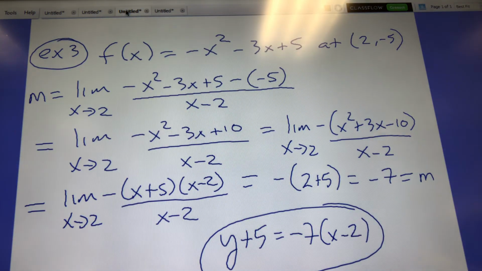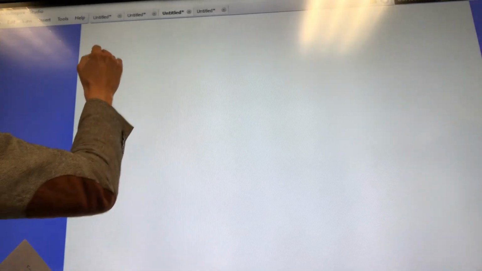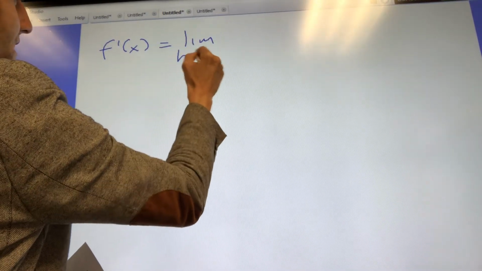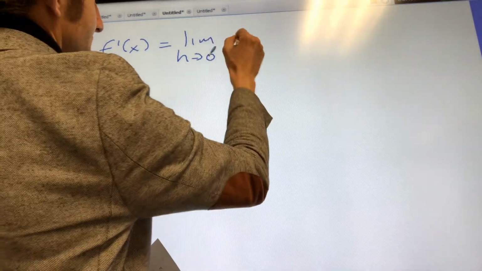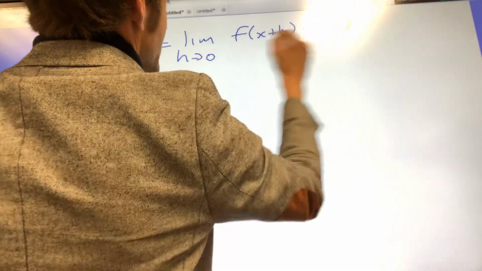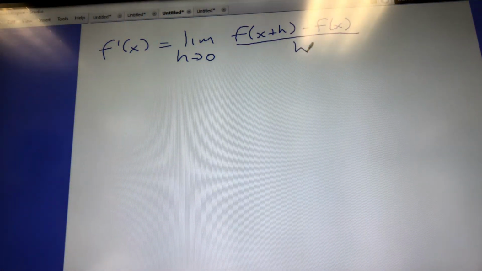Let us talk about a lot that is on homework set 2, and that is the limit definition of a derivative, and that is this. f prime of x is the limit as h goes to 0, this horizontal distance, of f of x plus h minus f of x all over h. That's the difference quotient. That's what we did in chapter 1 over and over and over again.